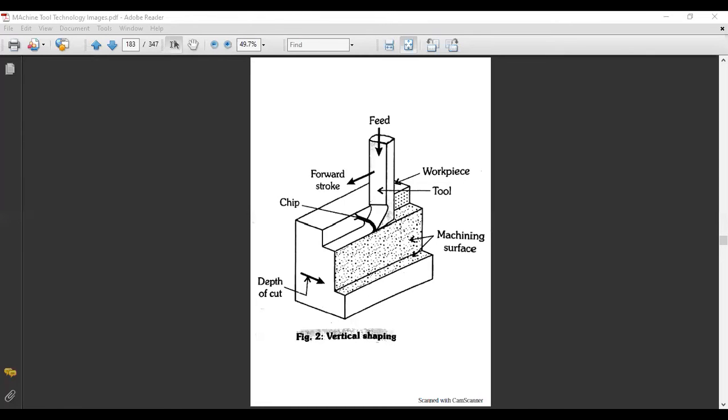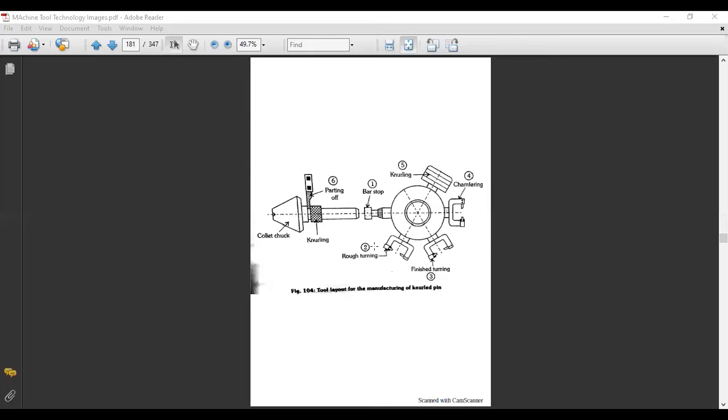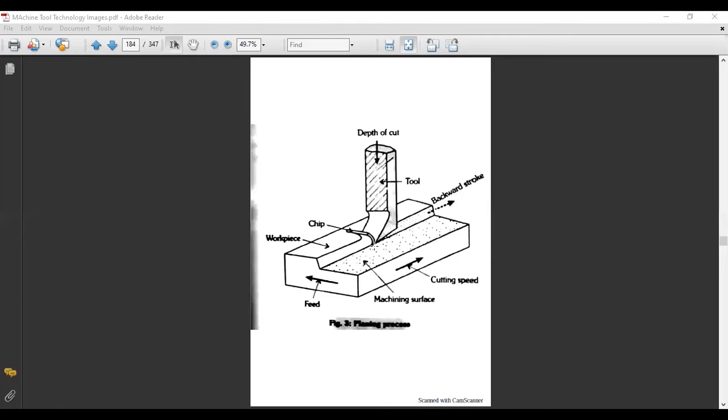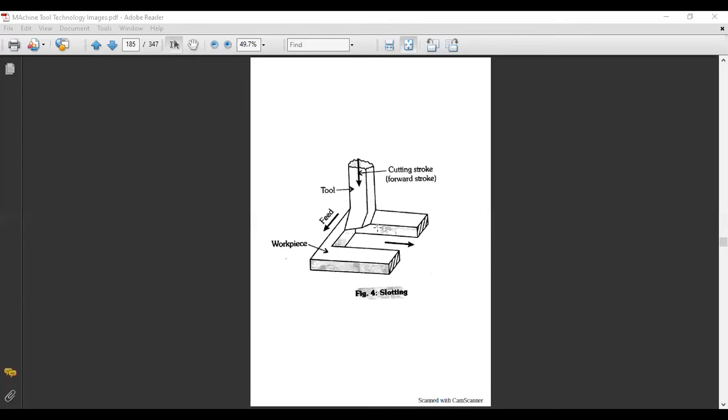Now we have learned last week vertical shaping and horizontal shaping, and then the shaping and planning machines. Next, we have the slotting machine and slotting operation, and it will be performed on the same machine that is known as the shaper. Slotting operation, planar operation, shaping operation, and cutting operation: the shaping operation is done by the shaper machine, and the planing operation is done by the planing machine.